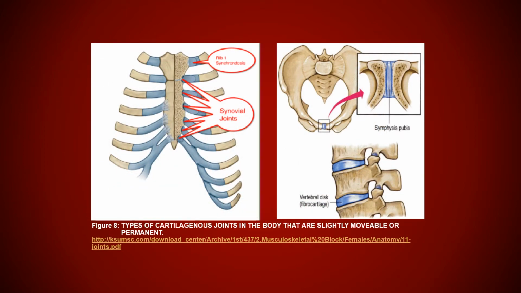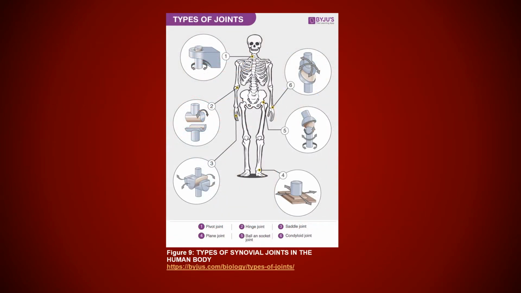Cartilaginous joints are found where two bones are joined by hyaline cartilage. Between the first rib and the sternum, intervertebral discs in the spine, and the symphysis pubis. Primary cartilaginous joints do not move, but ossify once the bones have stopped growing. Secondary cartilaginous joints have very little movement. Synovial joints are the joints that move, and there are 6 different types found in the body.